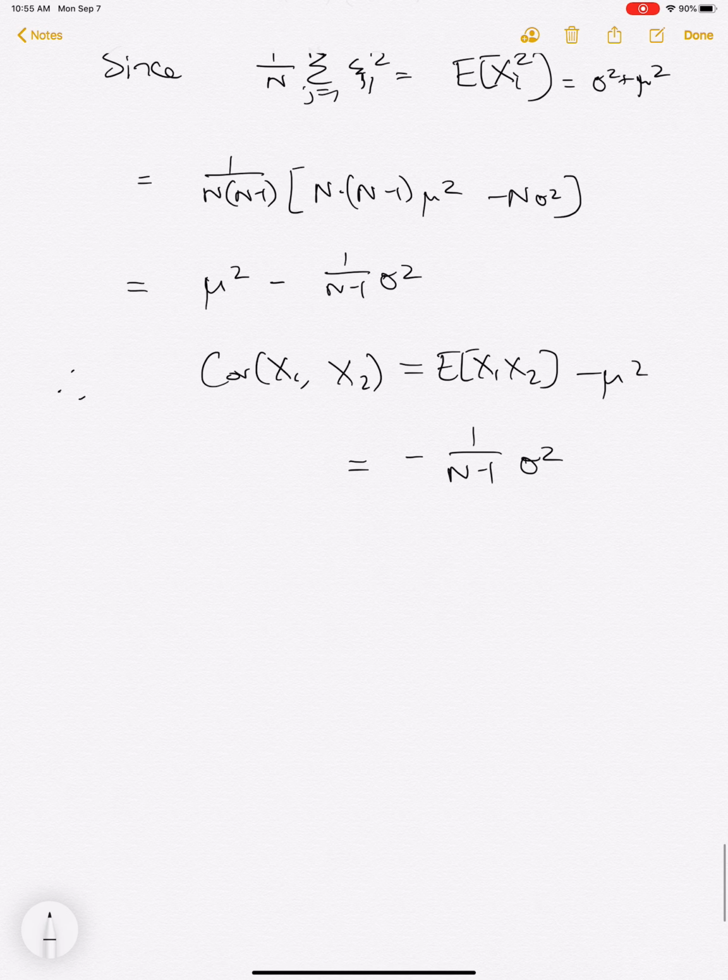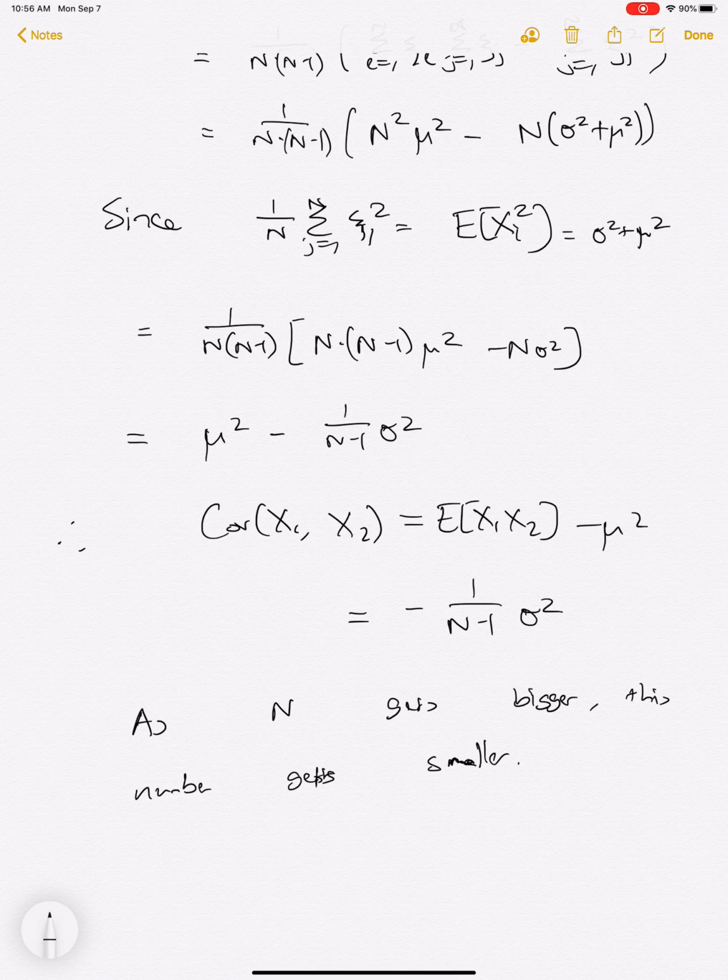Okay. So remember that if things are independent, this covariance would be 0. But you can see there's a little bit of dependence that we incur because we have a finite population. So you can see that as n gets bigger, this number gets smaller. And that kind of makes sense: if your population is so big, then the dependence between the draws is going to get less as well.